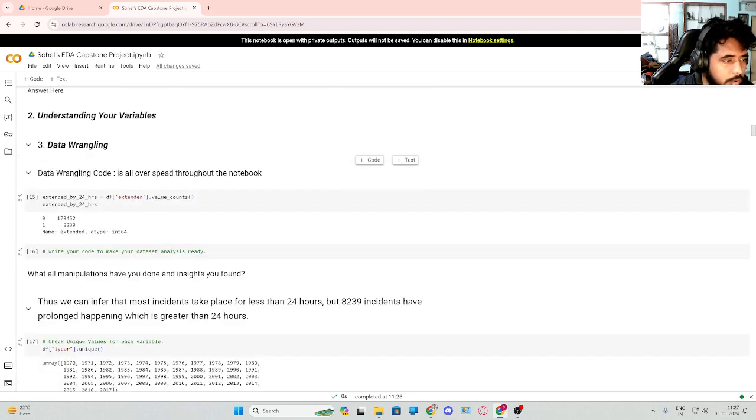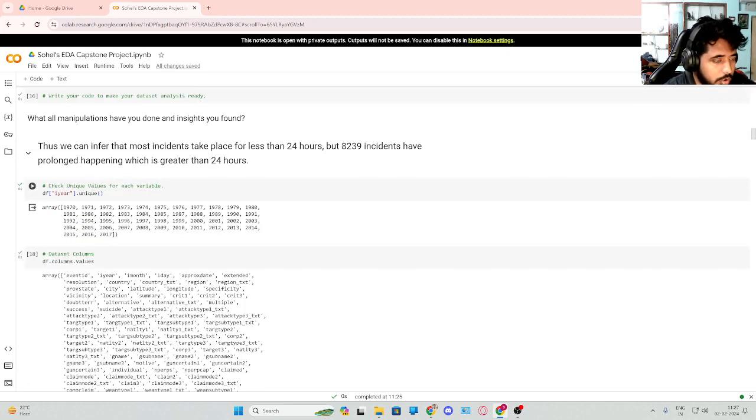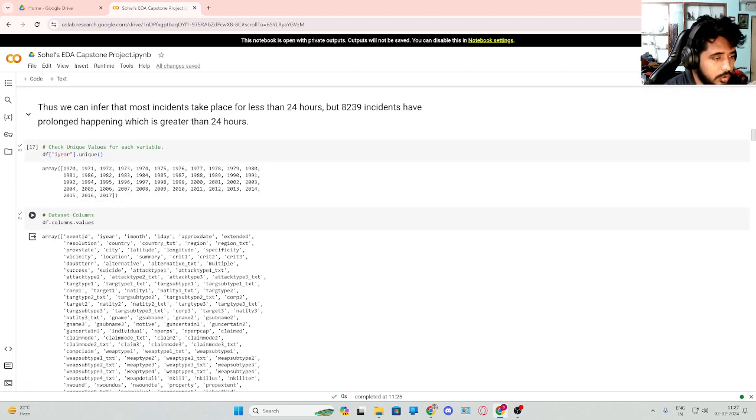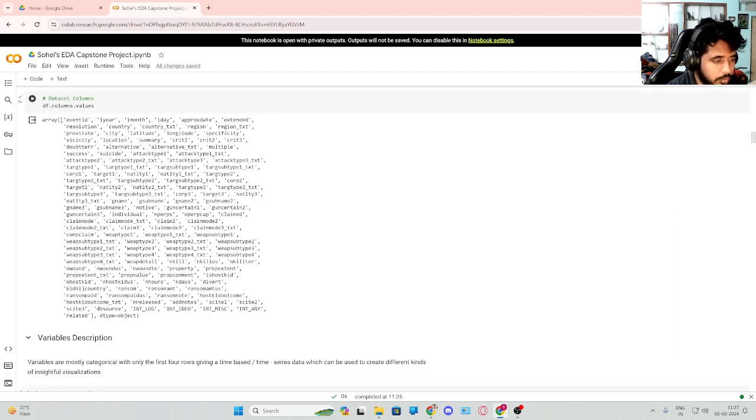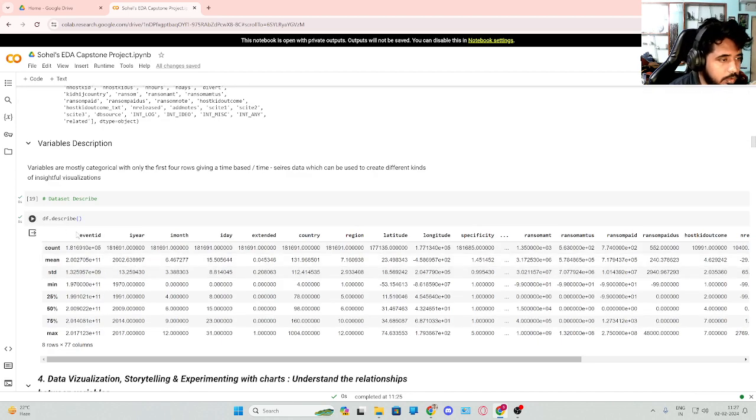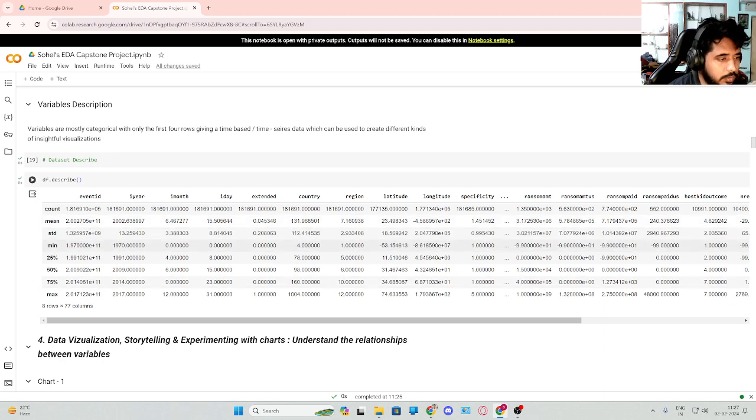Most of the data in the database is categorical, which means bar plots and pie plots will mostly be used to show the categorical data, but we can also plot other graphs. Then we are doing data wrangling. Then we are checking for unique years. Then we are checking the column names. Now we are starting with visualization.